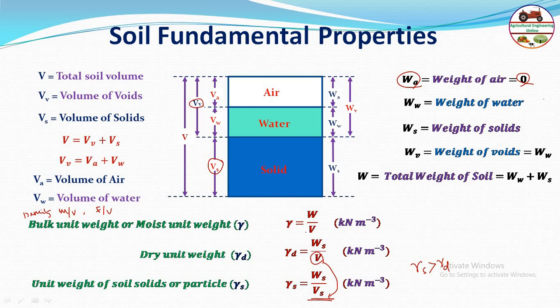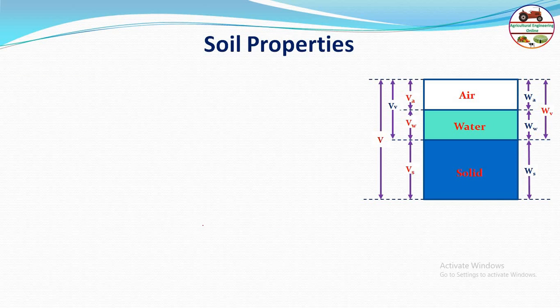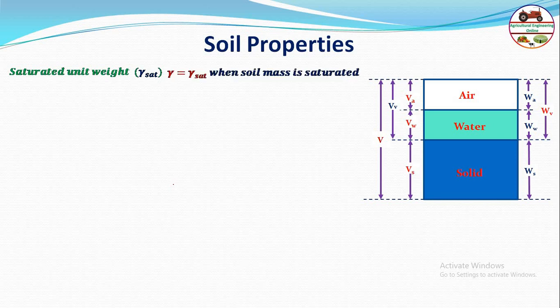Next we will look at saturated unit weight. Saturated unit weight means there will be no air in the soil. That means all the void space is occupied by water. Therefore the bulk density will be called gamma saturated, and air will not be there.